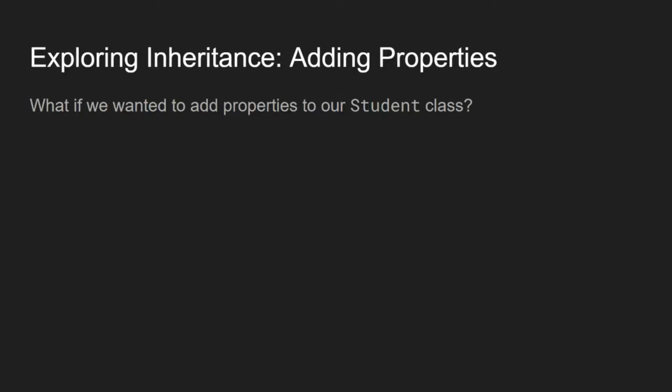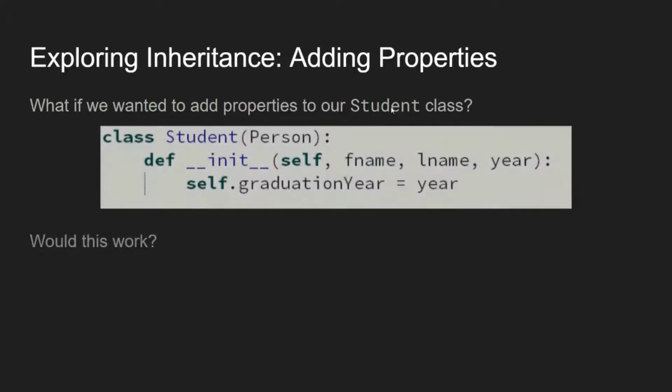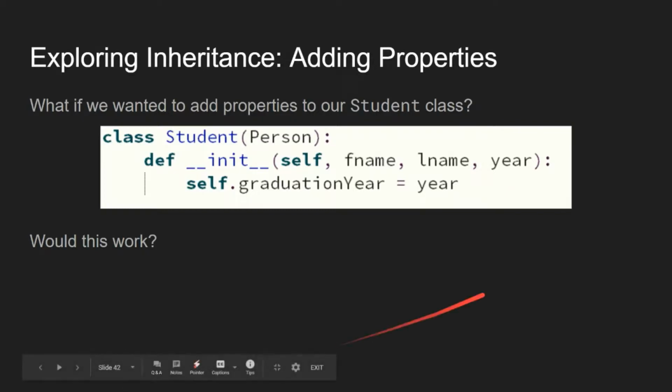So what if we wanted to add properties to our Student class? If we wanted to make our Student class have additional info that a regular person didn't. So a student has a graduation year, right? While a regular person who's maybe graduated from their school doesn't have a graduation year. Every student will have a graduation year. So we're just adding a new parameter to our constructor. So wouldn't this work? And try this at home and see what happens.